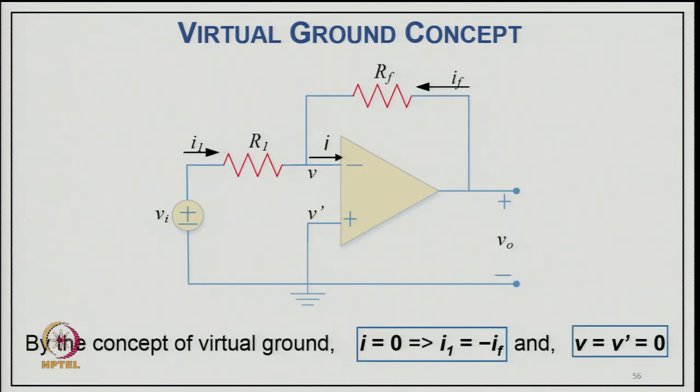In this operational amplifier, we apply the signal to the inverting input and the non-inverting input is grounded. With respect to ground we are seeing the output, and we have the input resistance and of course the feedback resistance RF. In this case, by the concept of virtual ground, we say I equals 0, that is the current drawn by the operational amplifier. If it is 0, then these two currents are opposite to each other, so I1 will be equal to minus If, and V and V dash are both equal to 0.